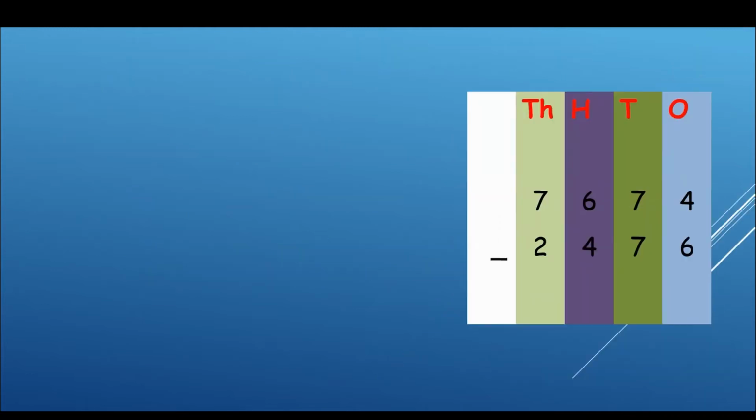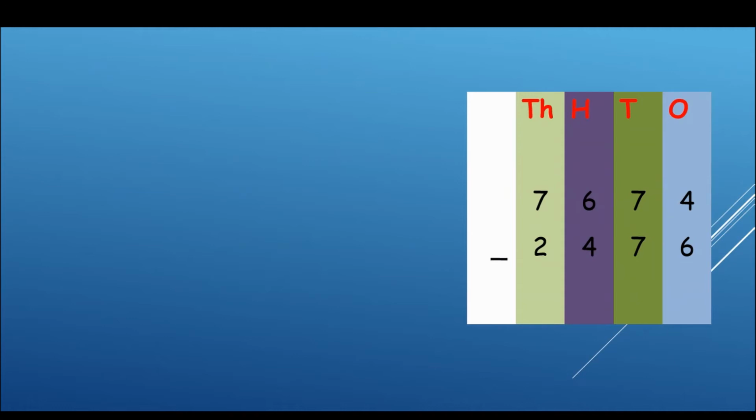Now we can start our subtraction process from the ones column. Here we have to subtract 6 from 4. So we know that it is not possible to subtract 6 from 4 because 4 is smaller than 6.